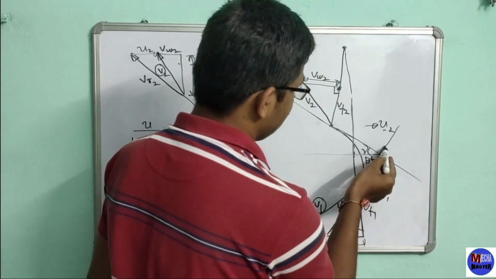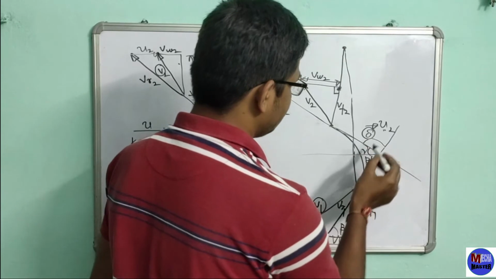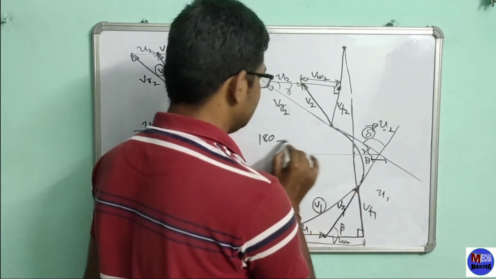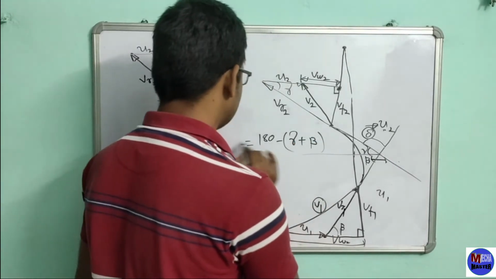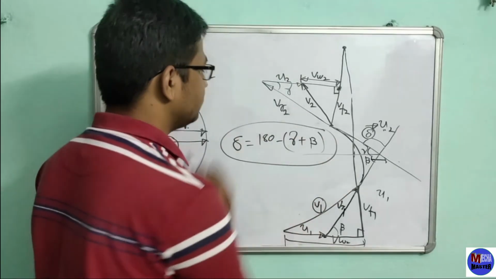from the original, this is called the deflection angle. So what is the deflection angle? Deflection angle is 180 degrees minus (gamma plus beta). This is called the deflection angle. Okay.